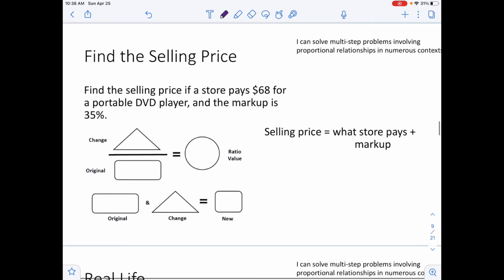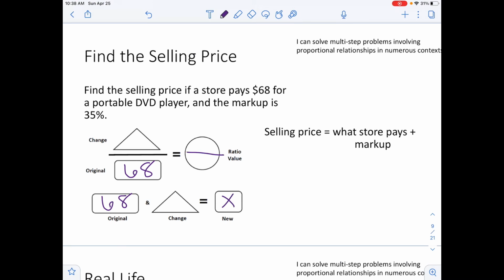The next one says find the selling price if a store pays $68 for a portable DVD player and the markup is 35%. So the selling price is what the store pays plus the markup. So the store pays $68, which is the original amount, but they're going to charge us more than that $68. Otherwise, they wouldn't be making any money. So we're trying to find that new price.